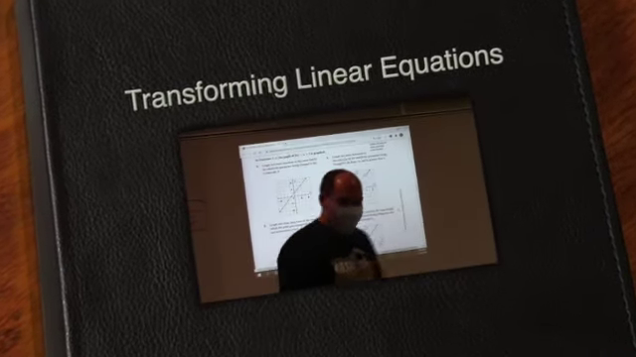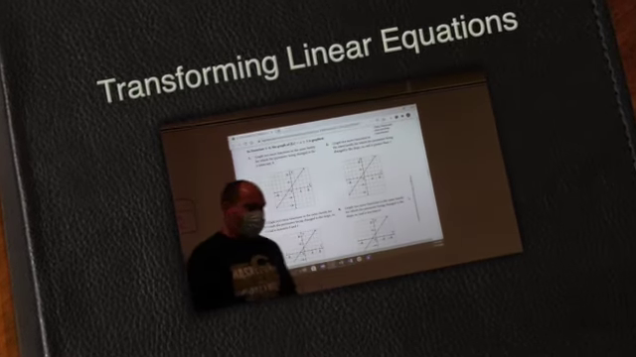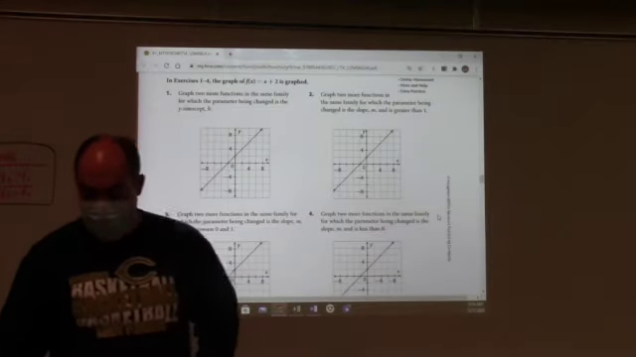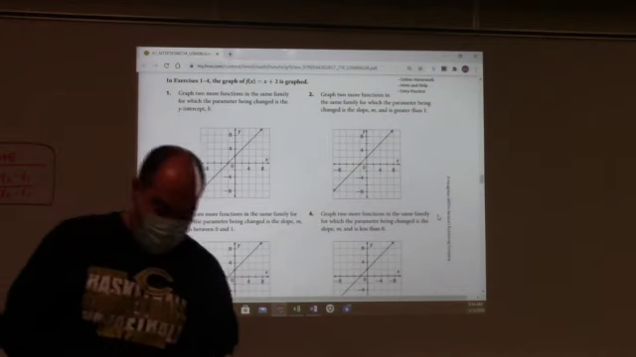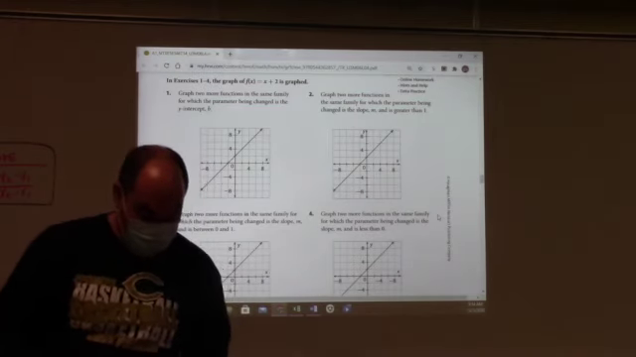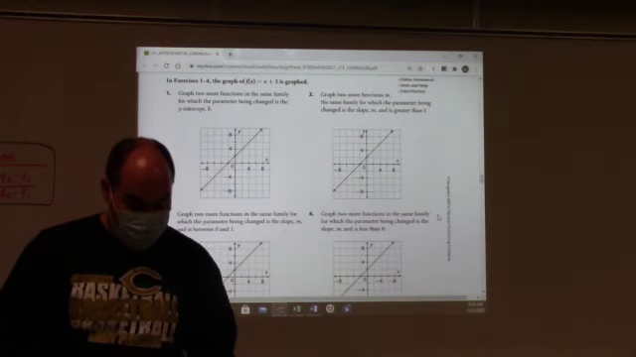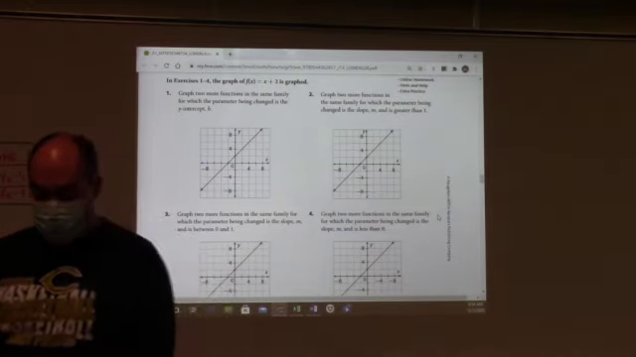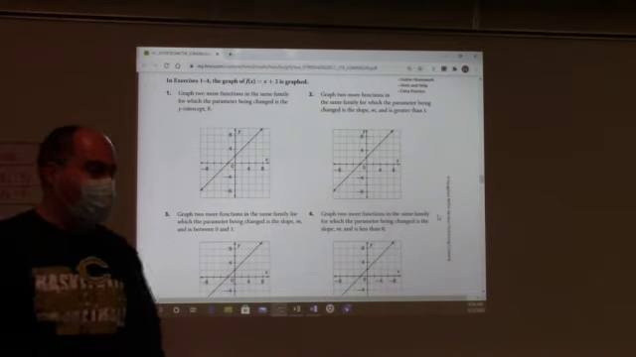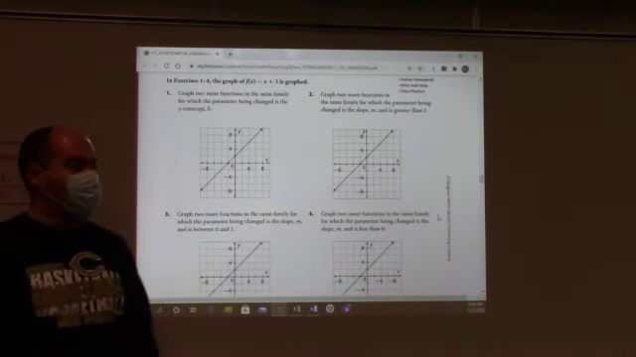Alright, we're gonna get started then. So, today, talking about transforming linear equations. I think the easiest way for us to do that is just to work some of these examples, because some of it's kind of strange.